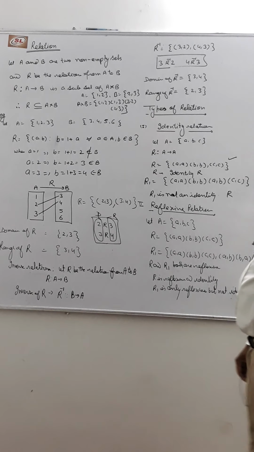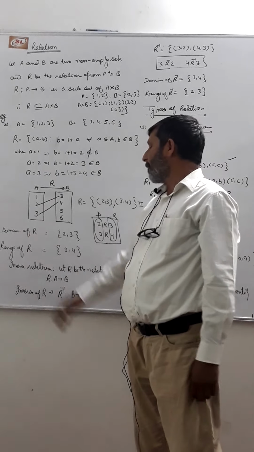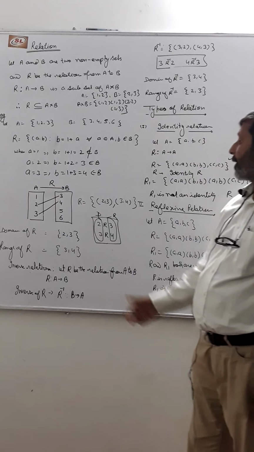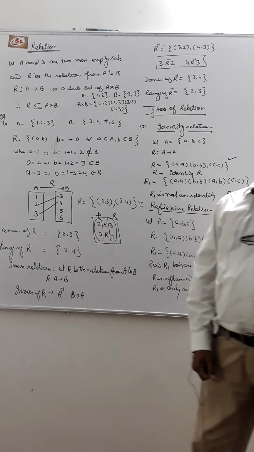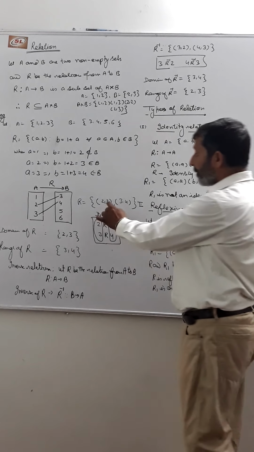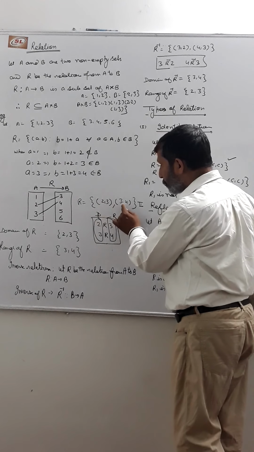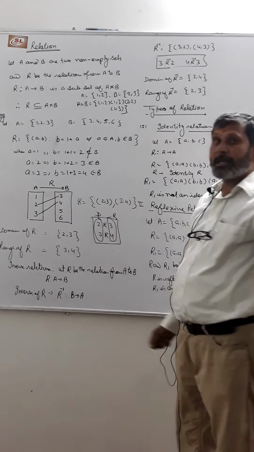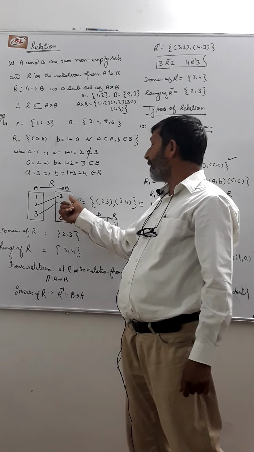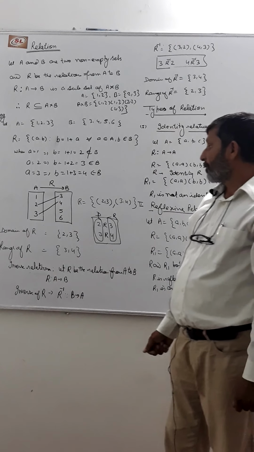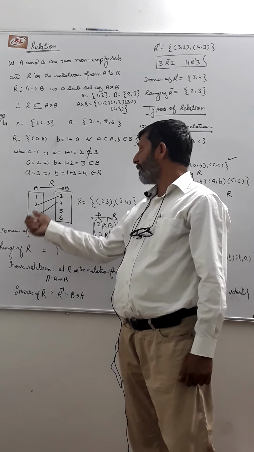The next part is: what is the domain of the relation? This is the set of the first elements of the ordered pairs, that is, the subset of the elements of set A which are mapped with the elements of set B. These elements are known as the domain. The set is known as the domain.